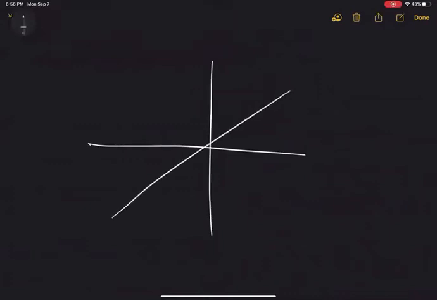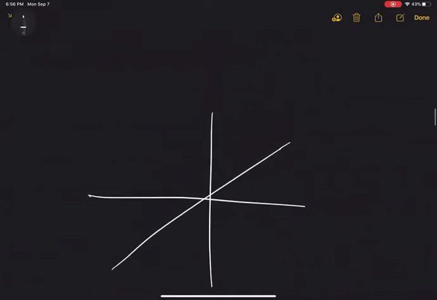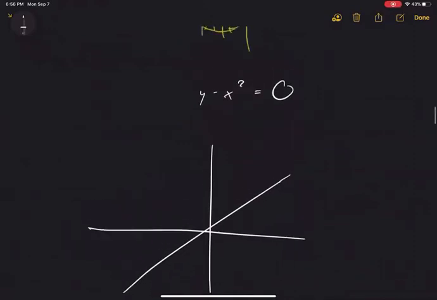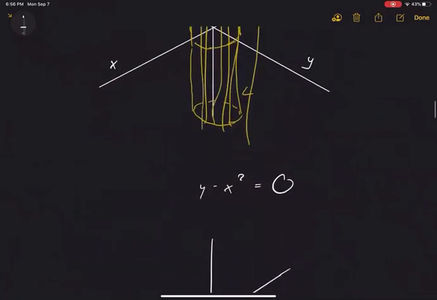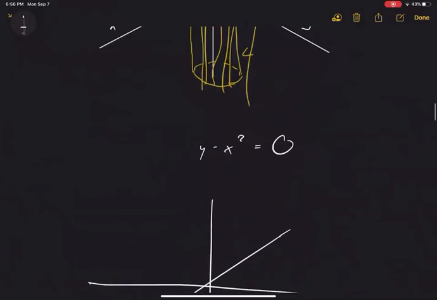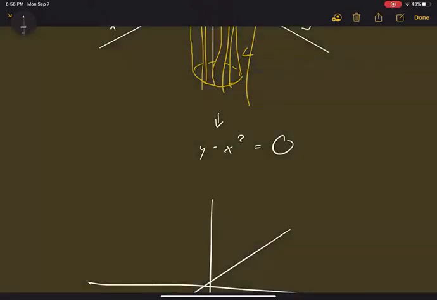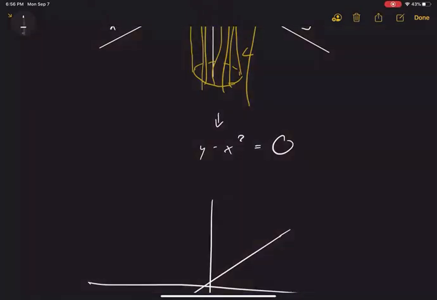I'll do something similar. So maybe I have the equation, let's see, how about y minus x squared equals 0? Again, there's no z. Usually I'm going to get a cylinder when I'm missing a variable in my equation in R3. So if I'm missing the z, that usually means I'm going to have a cylinder that's going upward along the z-axis.